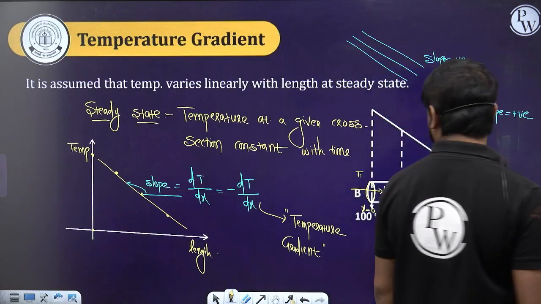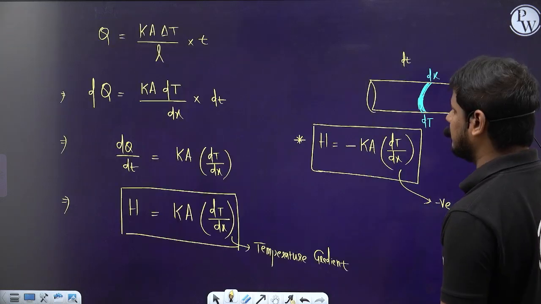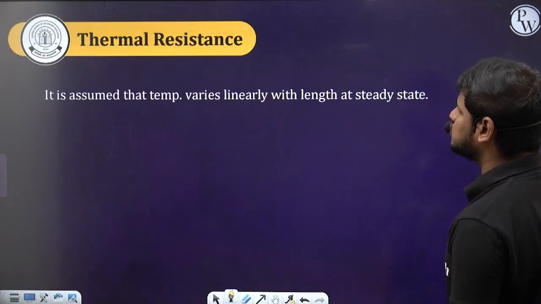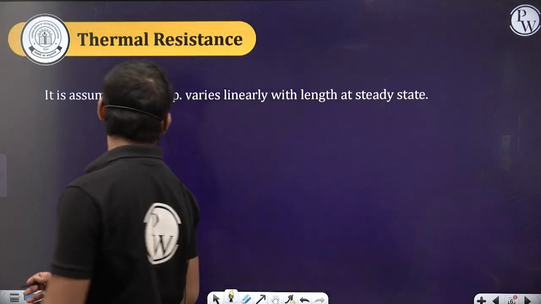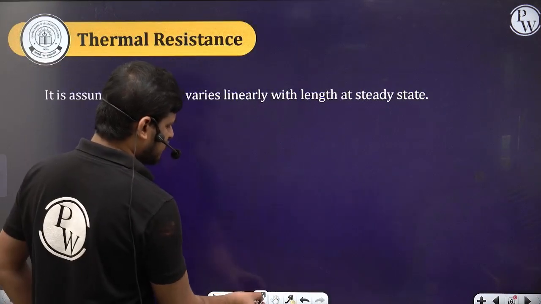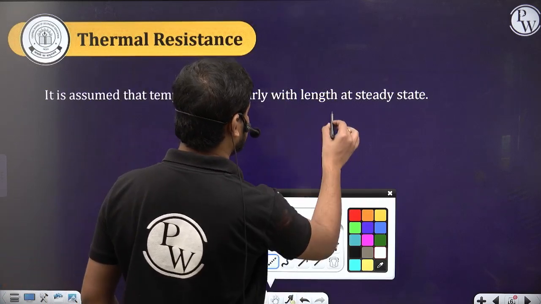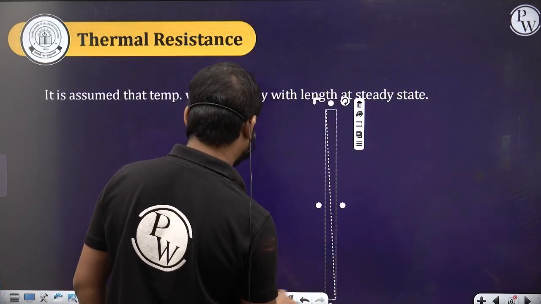So the temperature gradient concept, good. Let's move further and go to thermal resistance. Before going to thermal resistance, let me get back to the basics.